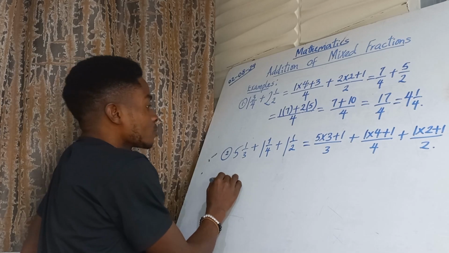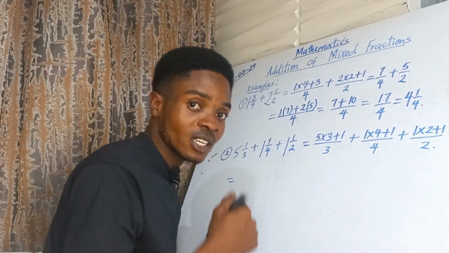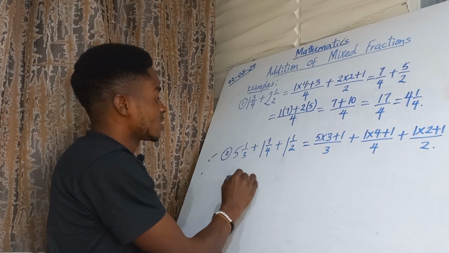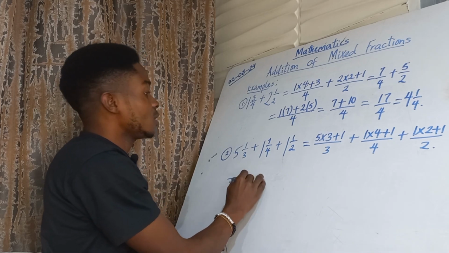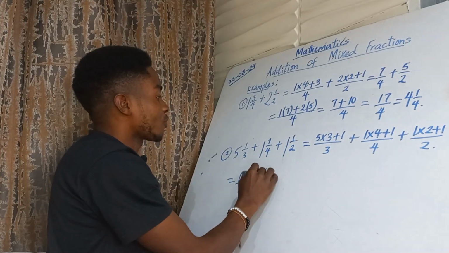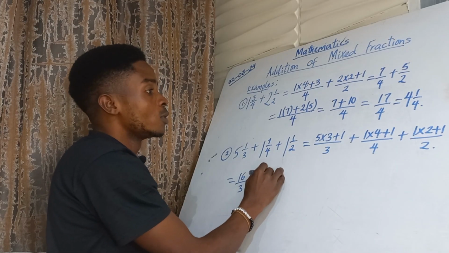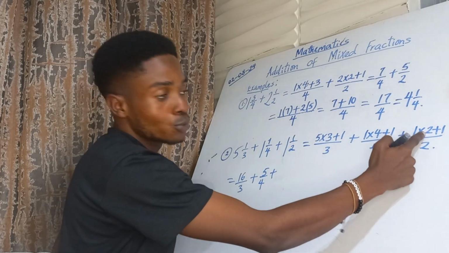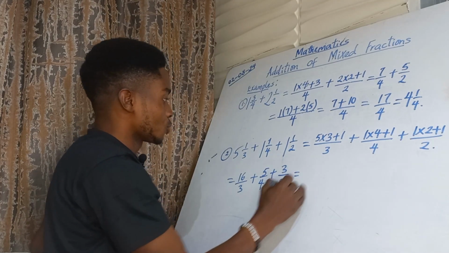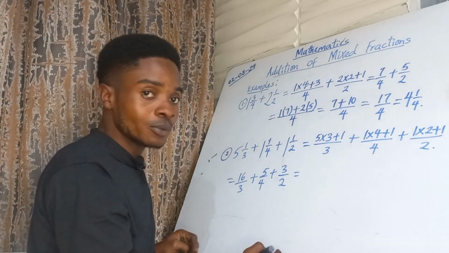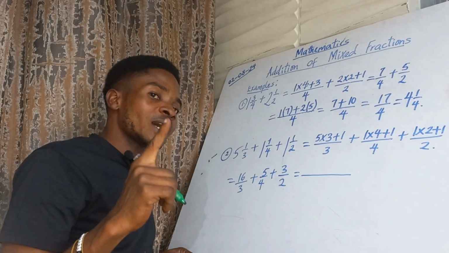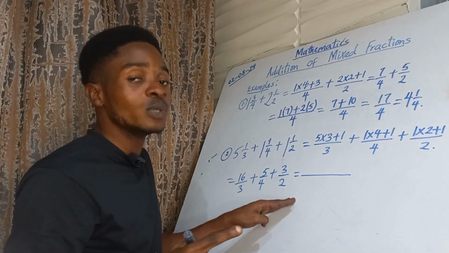Let's continue. So this way, I want to believe you can see it. 5 times 3, 15 plus 1, 16 over 3 plus 1 times 4, 4 plus 1, 5 over 4 plus 1 times 2, 2 plus 1, you have 3 over 2. Next thing now is you get the LCM. So what is that particular number that these 3 will divide?